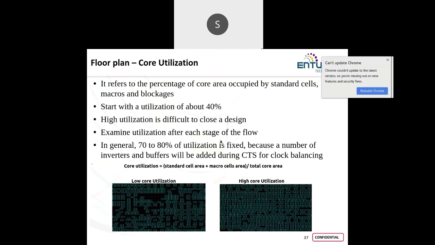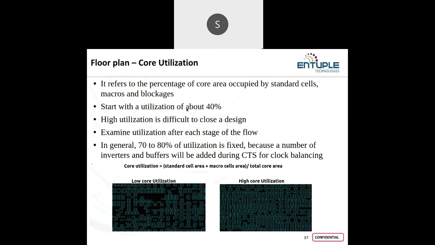Usually, why are we going with 40%? We start by initializing with 40% because in the later stages we will be adding the standard cells in the placement stage, or distribution of the clock signal in the clock tree synthesis stage. Again, we will be adding some cells and even going with the routing. We need more space at that time. So to avoid any issues in the later stages, we will be starting up with 40%.